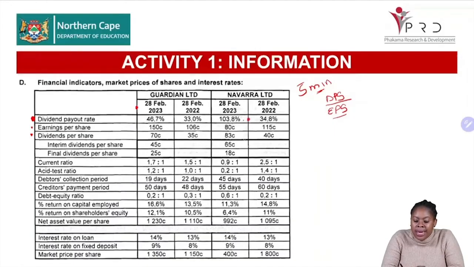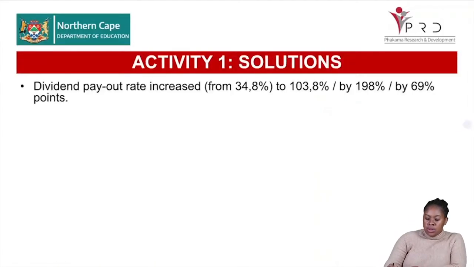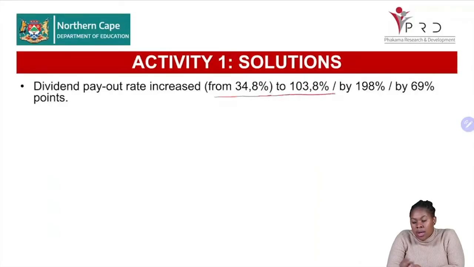Do you see that we've allocated more than what we have earned in this financial year? We've only earned 80 cents per share, and then we have actually allocated to our shareholders 83 cents. That is why our financial indicator for payout rate is actually above 100. Okay, so we have actually given our shareholders what we earned plus some of our retained income from the previous financial year. Okay, so let us quickly go to the solution. So the dividend payout rate increased from the previous financial year to this year.